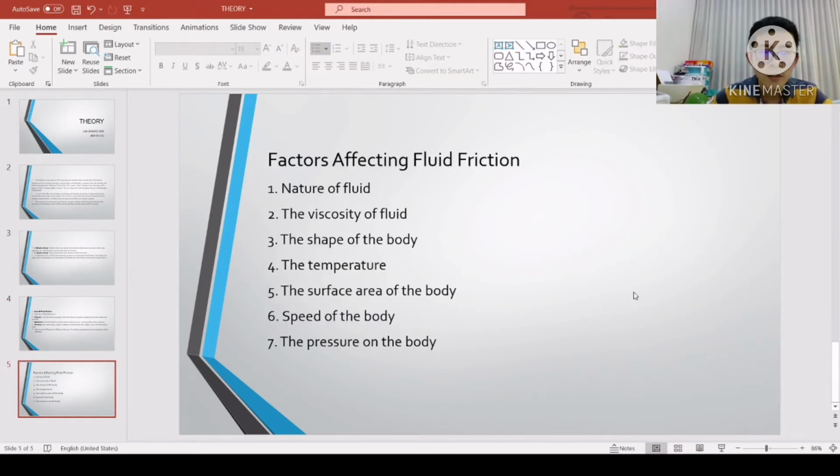There are a lot of factors that affect fluid friction. The first one is the nature of the fluid, then the viscosity of the fluid, the shape of the body, the temperature, the surface area of the body, the speed of the body, and finally the pressure of the body. All these 7 factors will affect the fluid friction.